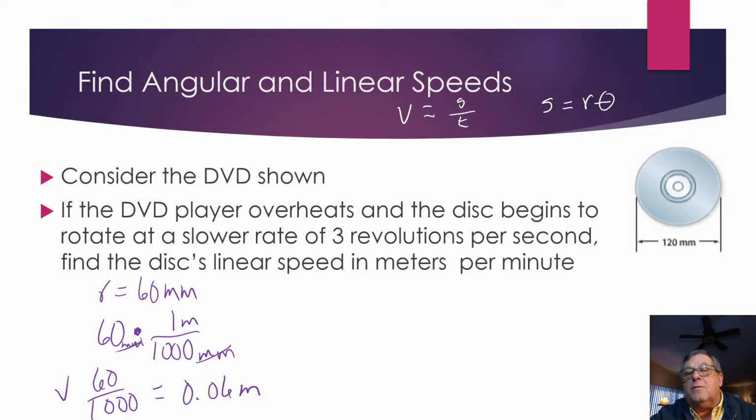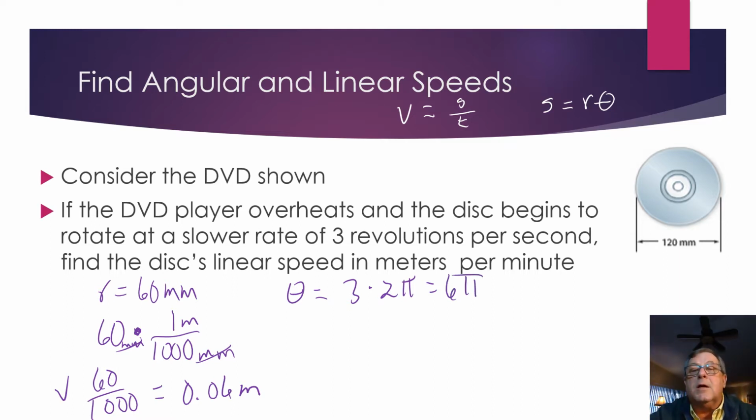Well, as we just learned on the other thing, if 1 revolution is 2 pi, this thing's spinning at 3 revolutions per second, and so theta is going to equal 3 times 2 pi, or 6 pi.